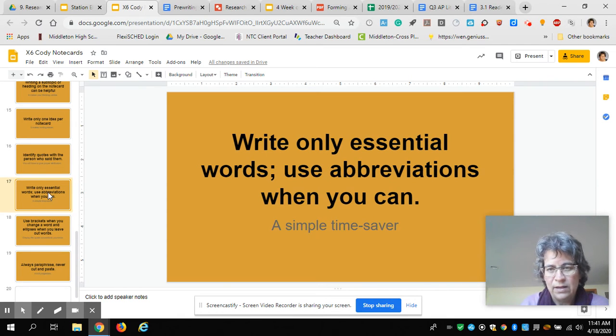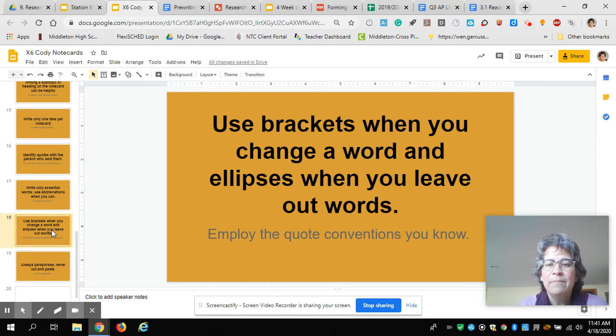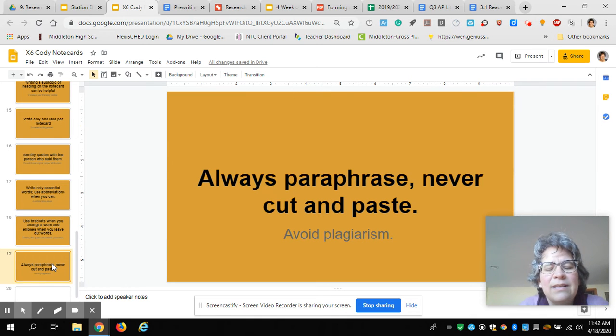When you take notes on your note cards, always use only the essential words. Paraphrasing and just getting the idea is most important. Make your work short by using abbreviations when you can. Use brackets and ellipses in case you've changed words. And paraphrasing. Paraphrasing is the most important skill in research.